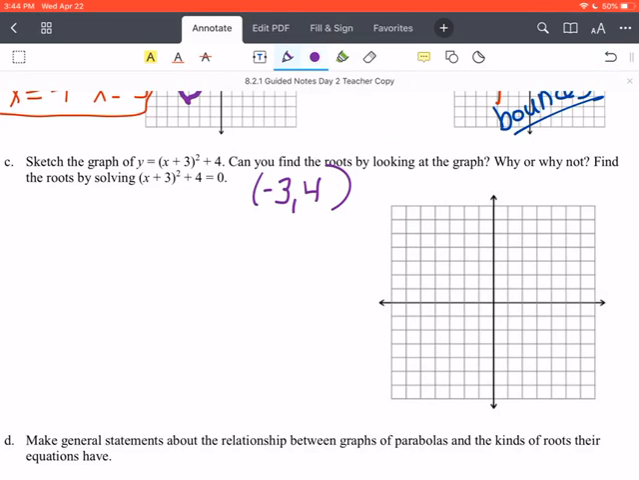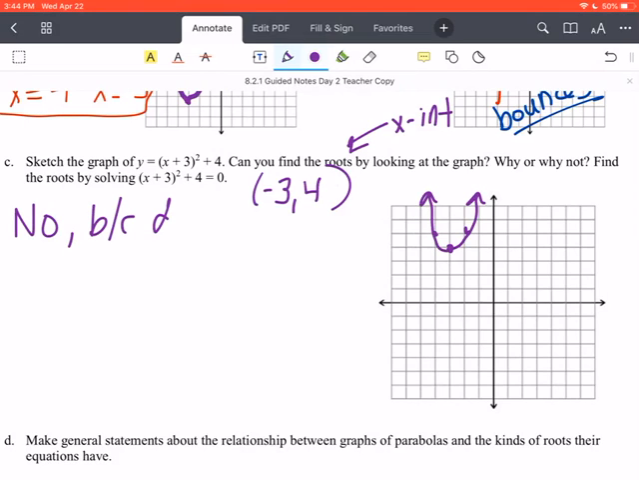So we have 1, 2, 3, 1, 2, 3, 4. And then it's opening up like a cup. There is no stretch factor, so out 1, up 1. So here is our parabola. So right away, can we find the roots? Can we find those x-intercepts? Those two words are synonyms. And the answer is no, we can't.